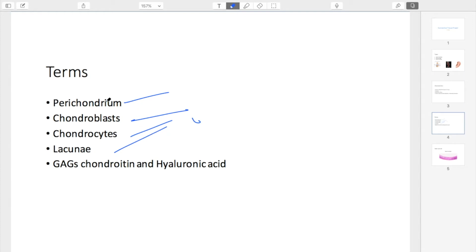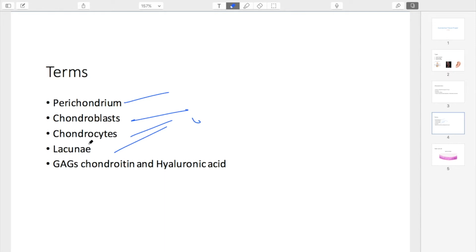The first one is called perichondrium. What is perichondrium? Perichondrium is basically a layer of dense irregular connective tissue. And what about chondroblasts? Chondroblasts are the cells from which chondrocytes arise. Chondrocytes are mature cells, while chondroblasts are the immature cells, the new cells.